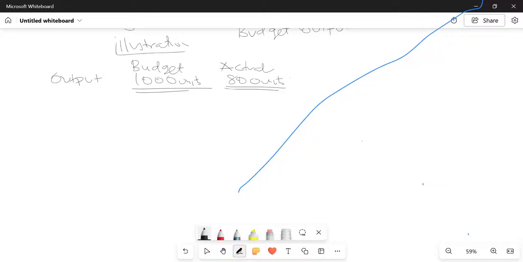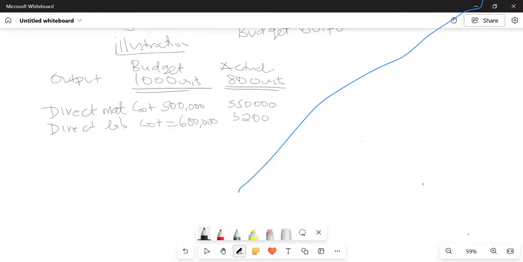And then, ladies and gentlemen, now we happen to be having our cost card. So our cost card, we start with what we call direct material cost. In this case here, we have 500,000 budgeted and 550,000 actual. Then we have direct labor cost. Here we have 600,000 budgeted, and in this case here, 520,000 actual.